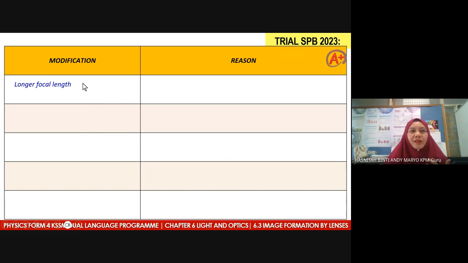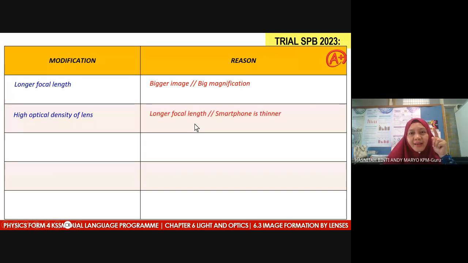Okay, so first you can talk about the focal length. So we are using a longer focal length. So longer focal length will give you bigger magnification, or it will give you a thinner lens. So the phone will be thinner. Okay. Second, we can use a high optical density of lens. So high optical density lens will refract more light. Okay. And also you can write the reason for longer focal length: the smartphone will be thinner.